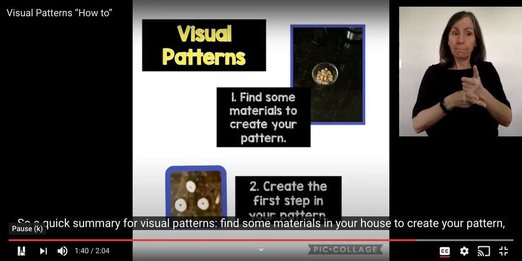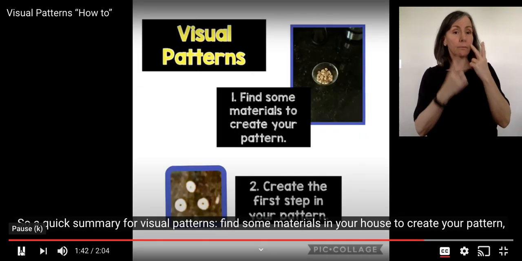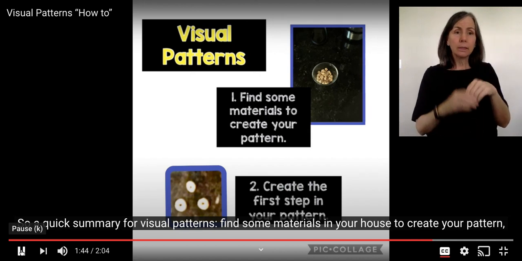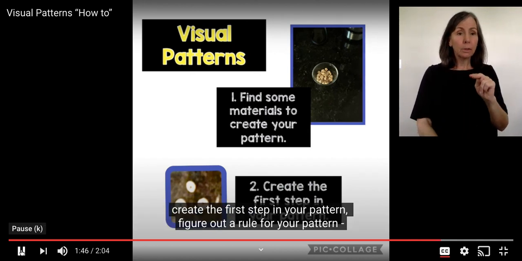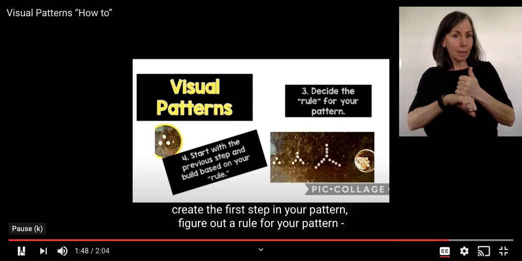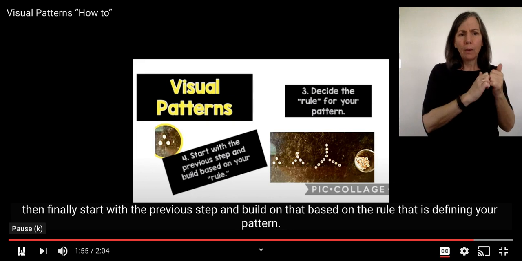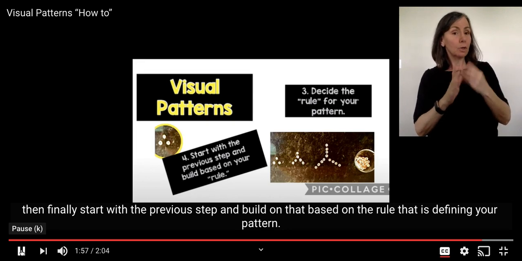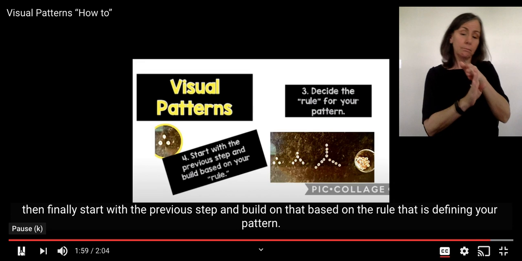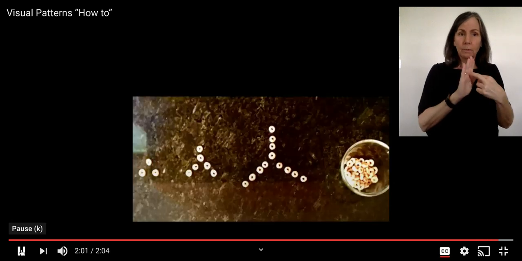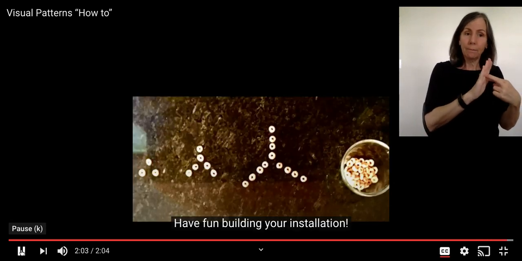So, a quick summary for visual patterns: find some materials in your house to create your pattern. Create the first step in your pattern. Figure out a rule for your pattern. How are you going to move from one step to the next? And then finally, start with the previous step and build on that based on the rule that is defining your pattern. Have fun building your installation.